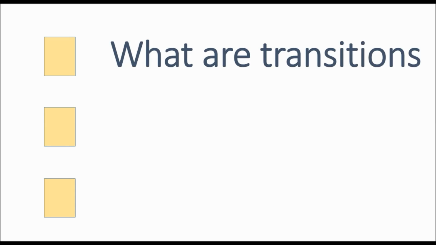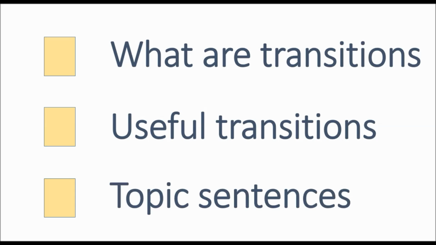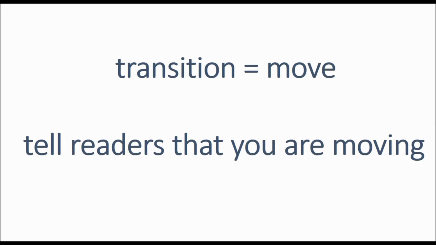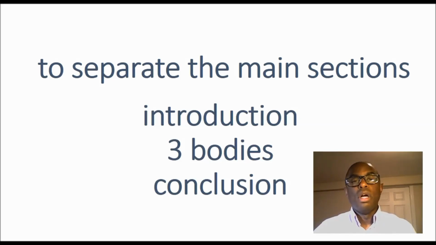In this video, we're going to look at transitions, useful transitions that you should use, and topic sentences, how to put them together. Transition is a fancy word that means move, and we use that in essays to tell readers that you're moving from one section to another. In other words, to separate the main sections of an essay, you want to use a transition. It's kind of like a road sign that tells drivers where to go and how to get there. Transitions do the same thing.